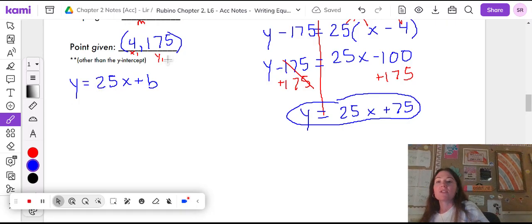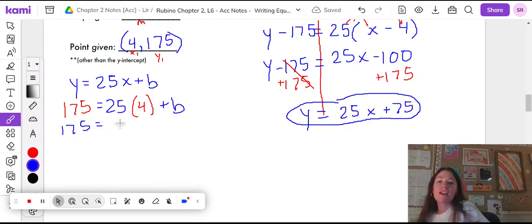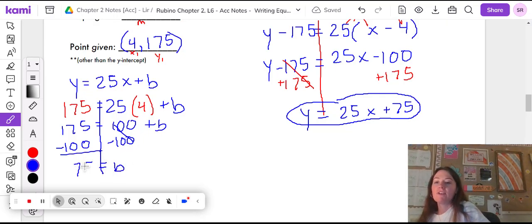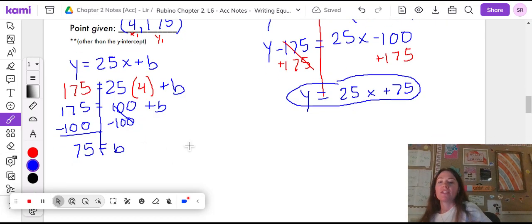So you could have replaced y with 175, and you could have replaced x with 4, and you could have solved for b that way. 175 equals 100 plus b, minus 100, minus 100. B equals 75, and you get the same equation. Y equals 25x plus 75.